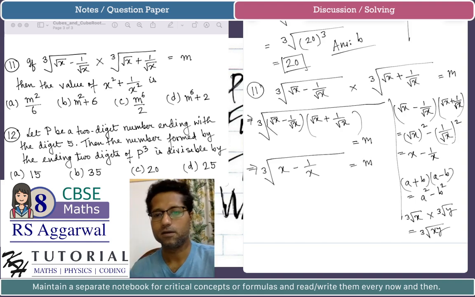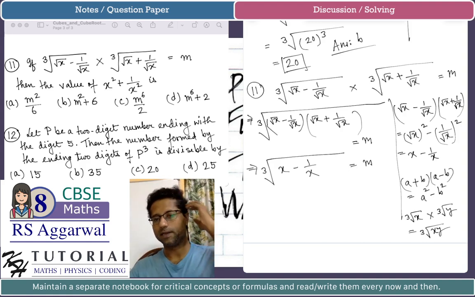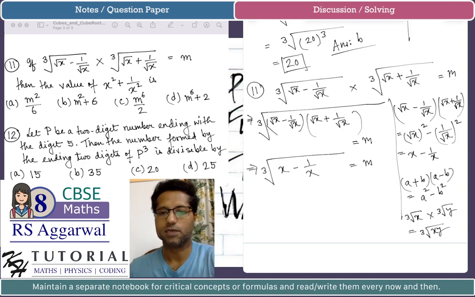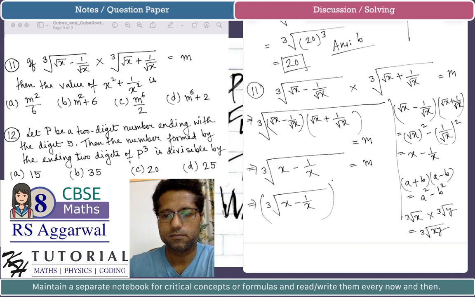Now I will take the cube of both sides. I will get rid of the cube root by taking a power of 3 on both sides. So the cube root of x minus 1 by x, with power cube, is equal to m cube.